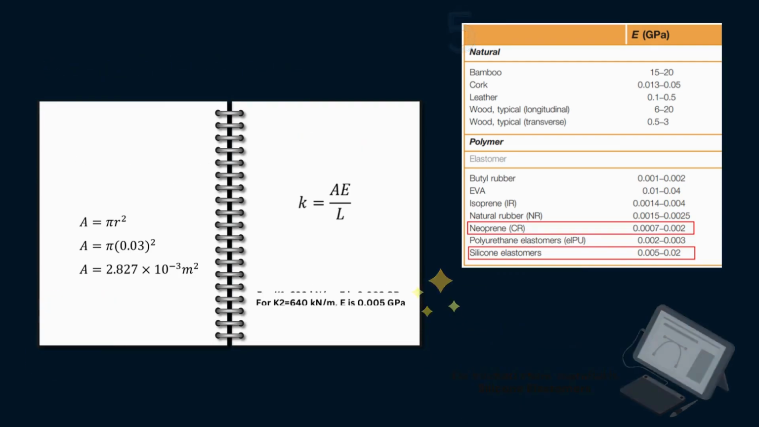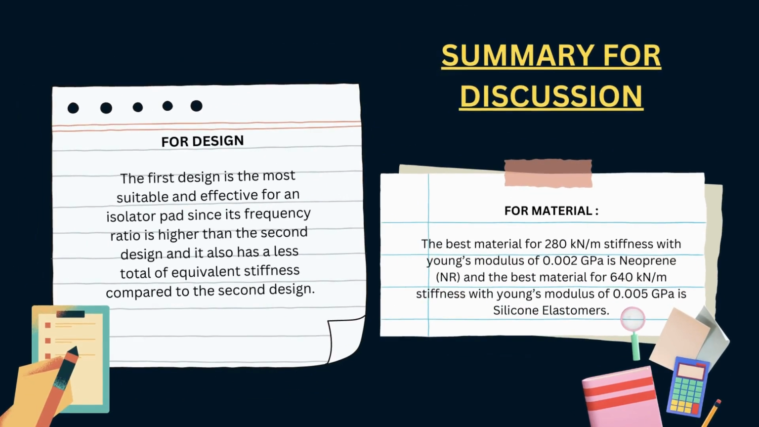silicone elastomer. Conclusively, considering both factors, the first design is the most suitable and effective for an isolator pad, since its frequency ratio is higher than the second design, and it also has a lower total equivalent stiffness compared to the second design. Based on that, the best materials for the isolator with stiffnesses of 280 kN per meter and 640 kN per meter are neoprene and silicone elastomer.